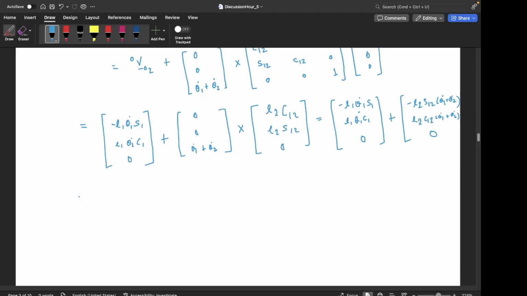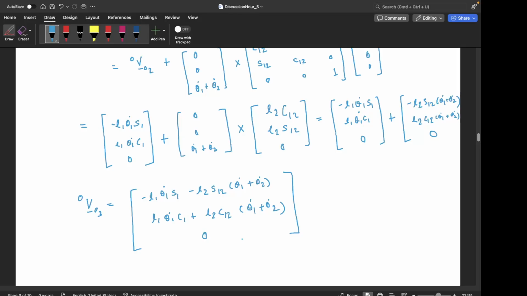So the final velocity of the tool frame, or the third frame's origin, can be given as L1 theta 1 dot S1 minus L2 S12 (theta 1 dot plus theta 2 dot), right? This is L1 theta 1 dot C1 plus L2 C12 (theta 1 dot plus theta 2 dot), and 0.